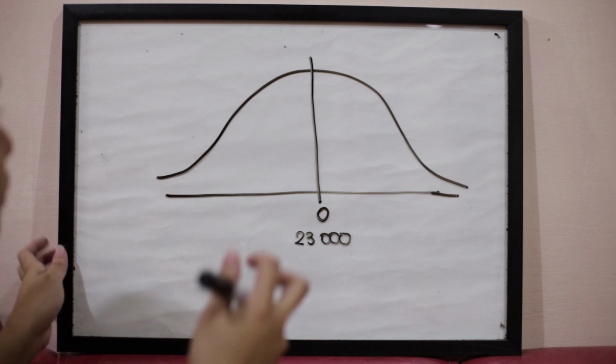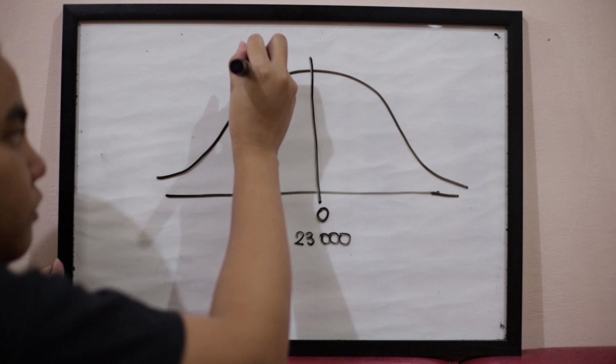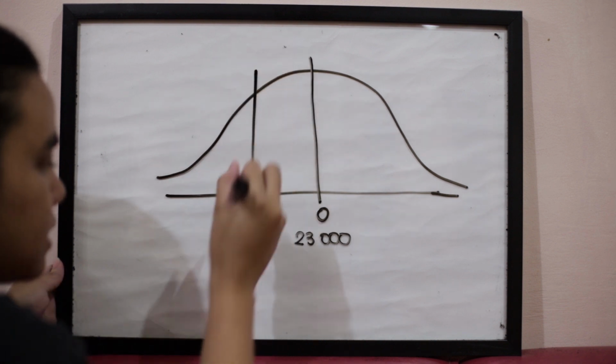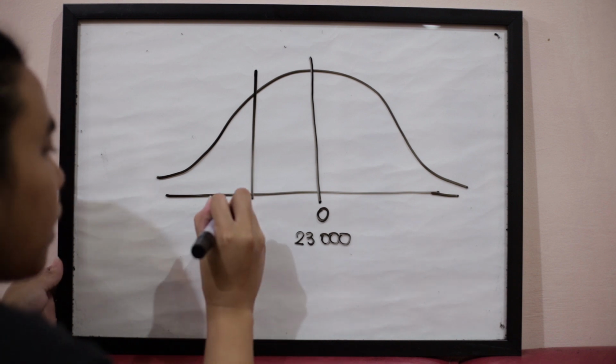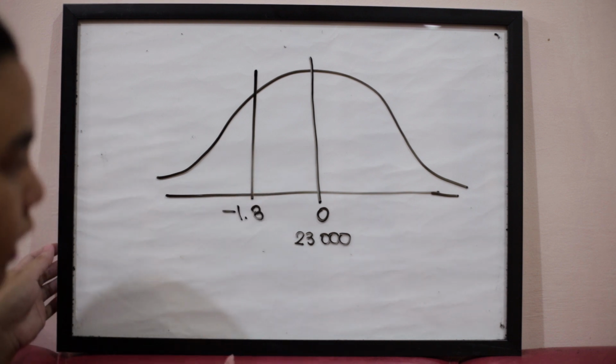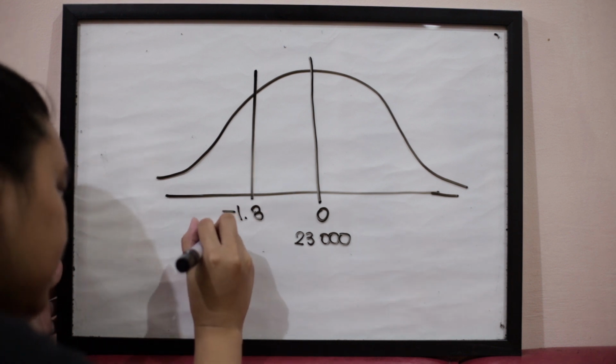Since that is a negative number, then it should be on the left side of the normal distribution, or the normal curve. So, let's say this is negative 1.8 or negative 1.80. And the raw score equivalent to negative 1.8 is 18,500.